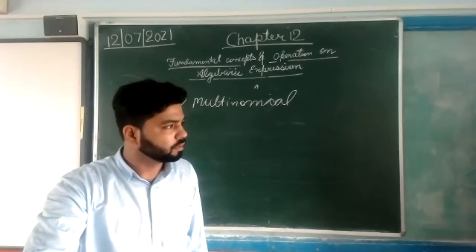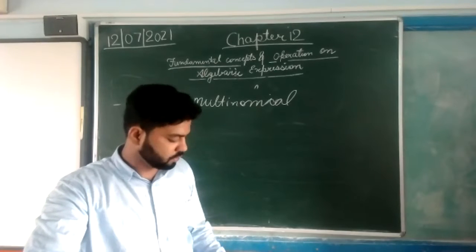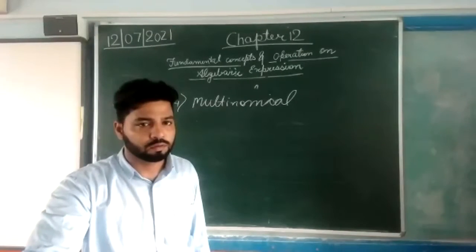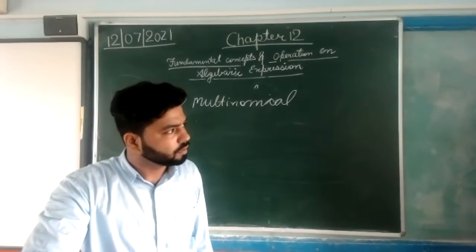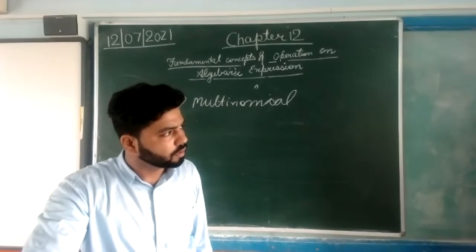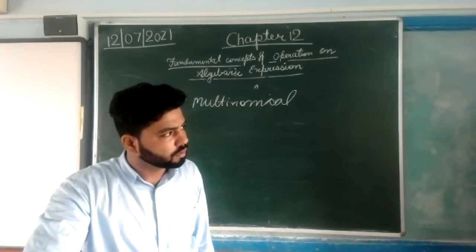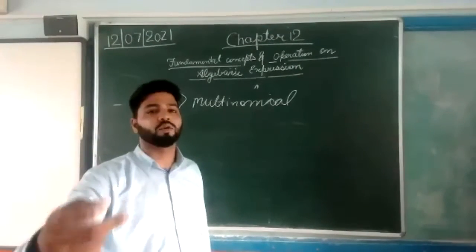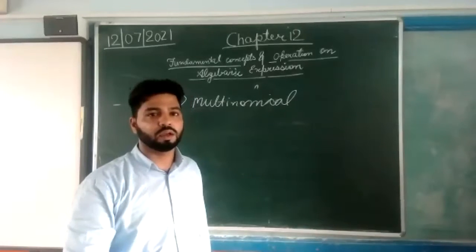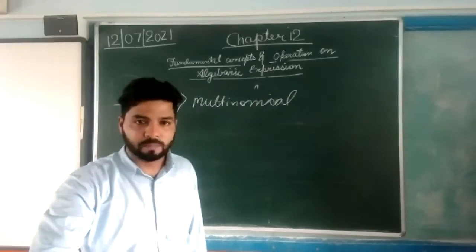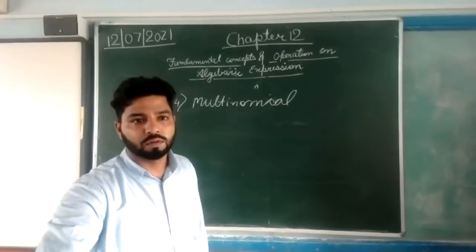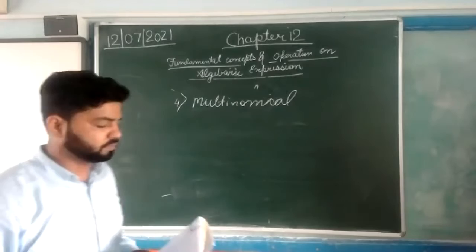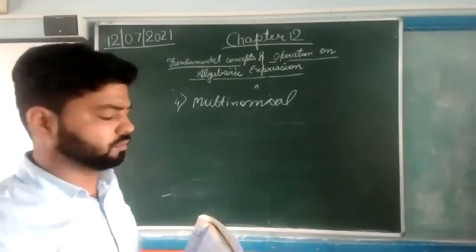Sir, you have said that polynomial is a big expression. Yes, big expressions are there. So multinomial also means like that only. So can we say that multinomial is a polynomial? You can say that, because a multinomial can also consist of 5 terms, 6 terms, and so on. So then, sir, we can say that multinomial is equal to polynomial.